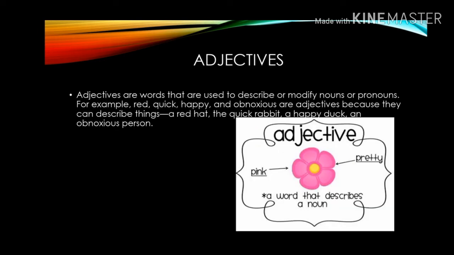Adjectives. Adjectives are words that are used to describe or modify nouns or pronouns. For example, red, quick, happy, and obnoxious are adjectives because they can describe things. A red hat, the quick rabbit, a happy duck, an obnoxious person.